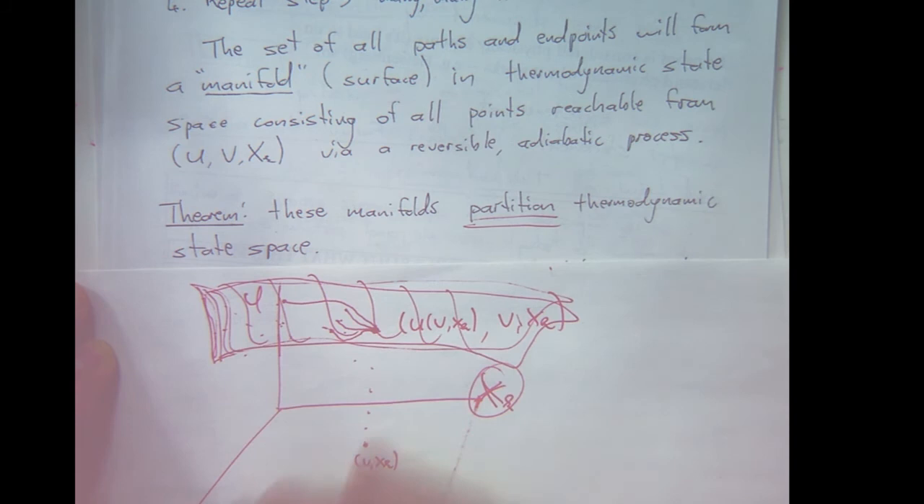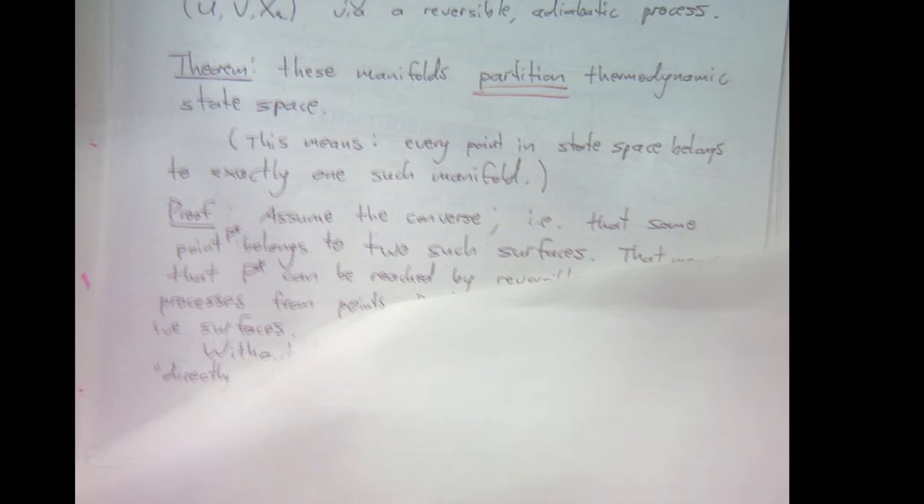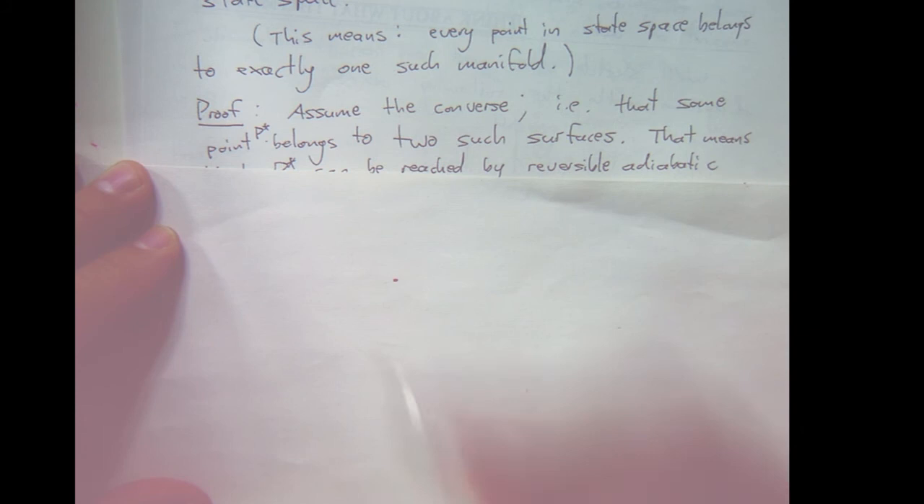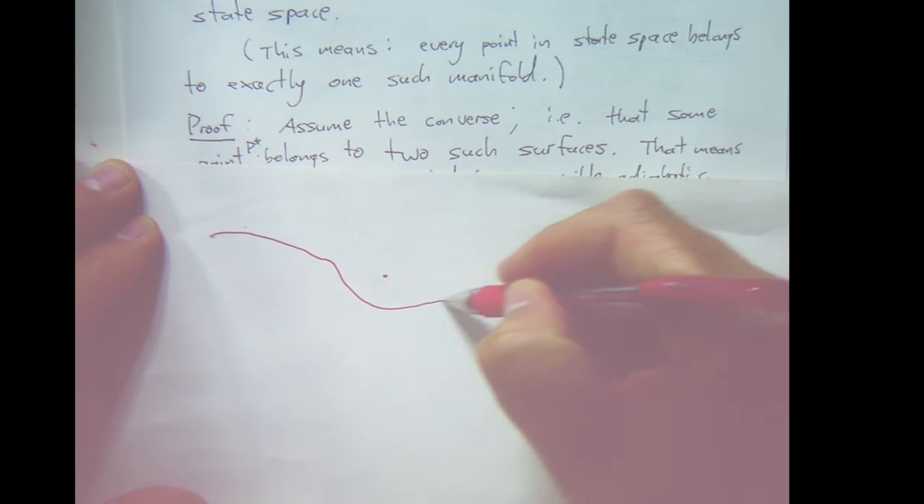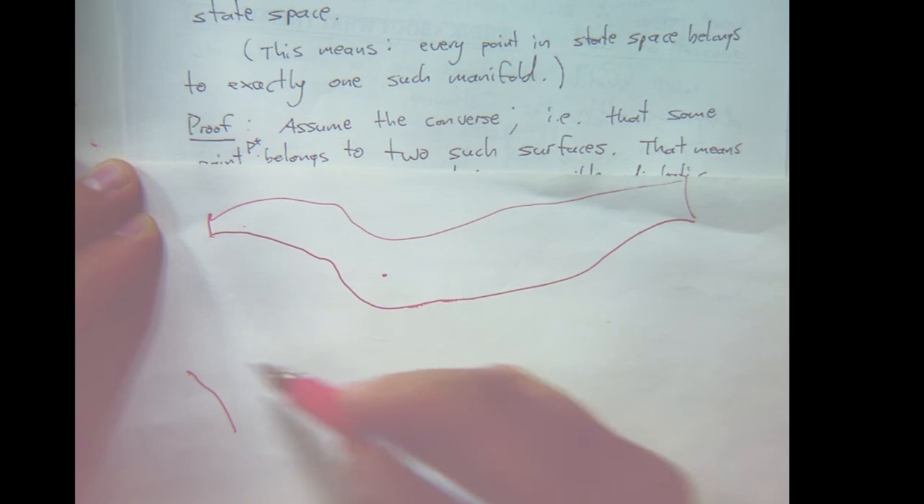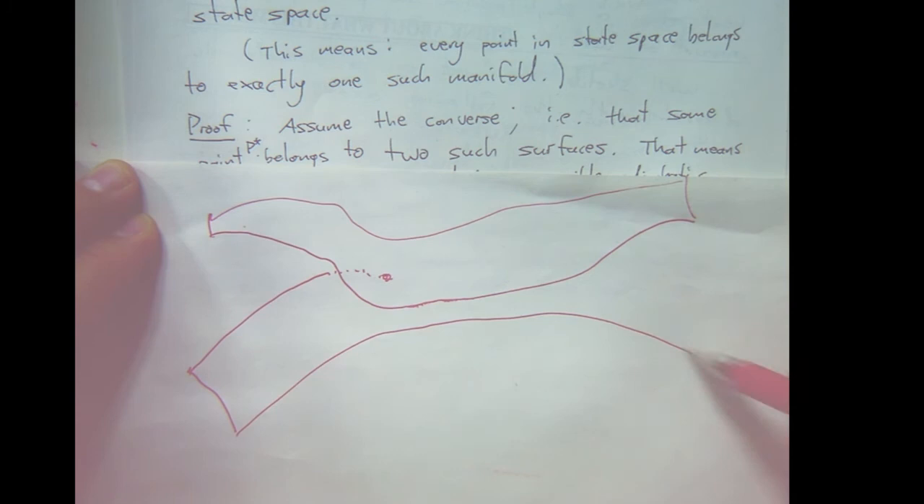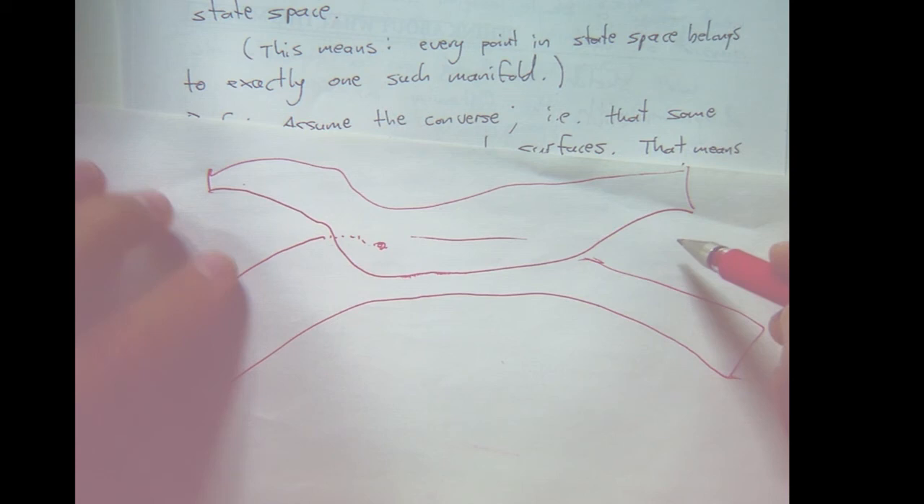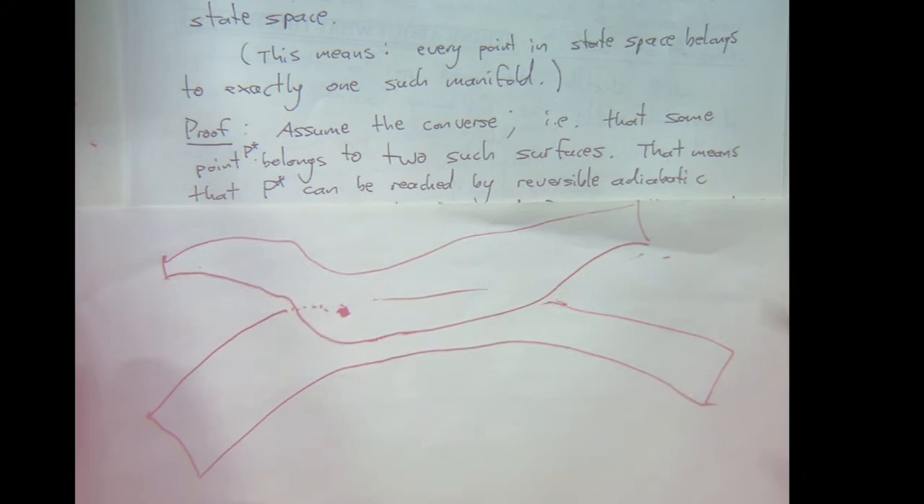Proof. So it's proof by contradiction. Suppose that some point P belongs to the intersection of two such surfaces. So let's say there's a surface here. I'm sort of trying to bend it down. And there's a surface down here, and I'm going to sort of bend it up, and it just touches at one point. It doesn't have to be bending down. It's probably going to be close to this one, but it doesn't matter. And suppose they touch at one point, and I'll call the point P star.